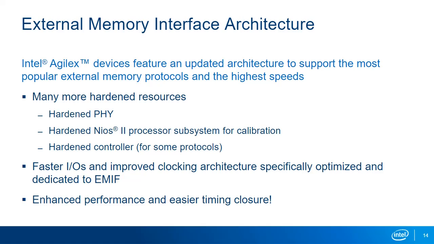In previous device families, hard and soft resources available for other functions were configured to implement memory interfaces. In these newest devices, dedicated hard resources are specifically designed to implement EMIF. This includes faster I/O logic and a dedicated clocking architecture. These resources are already tuned and optimized specifically for implementing memory interfaces. All these new architectural features make it easier to implement higher speed interfaces, and they make it much easier to close timing.